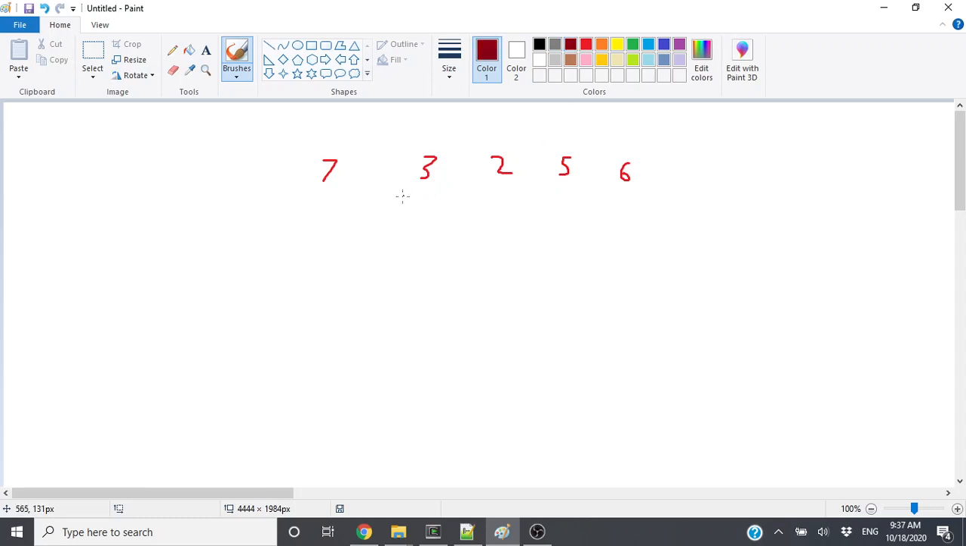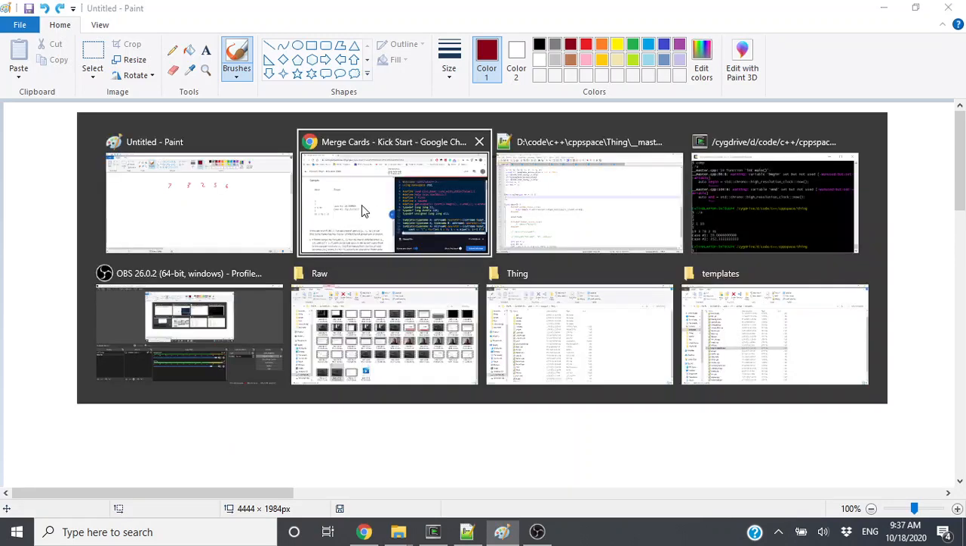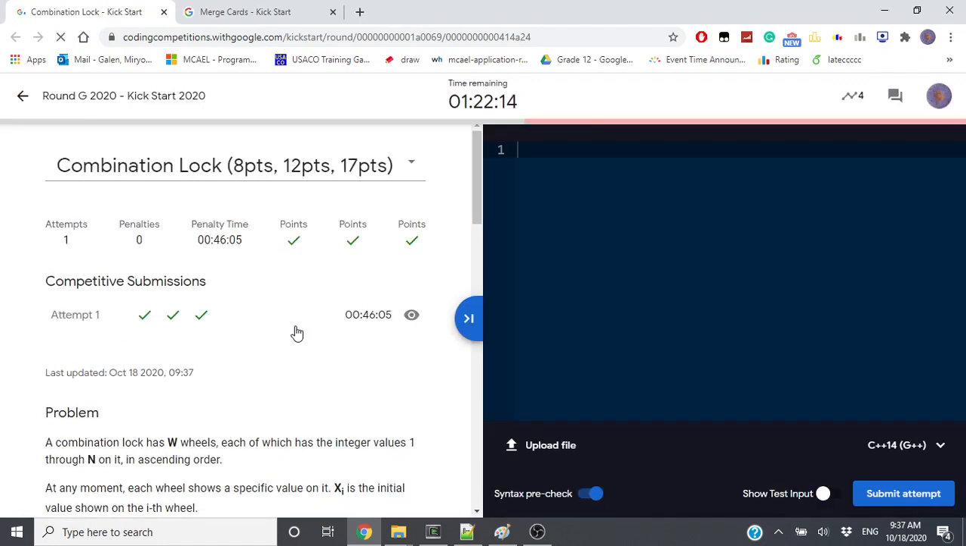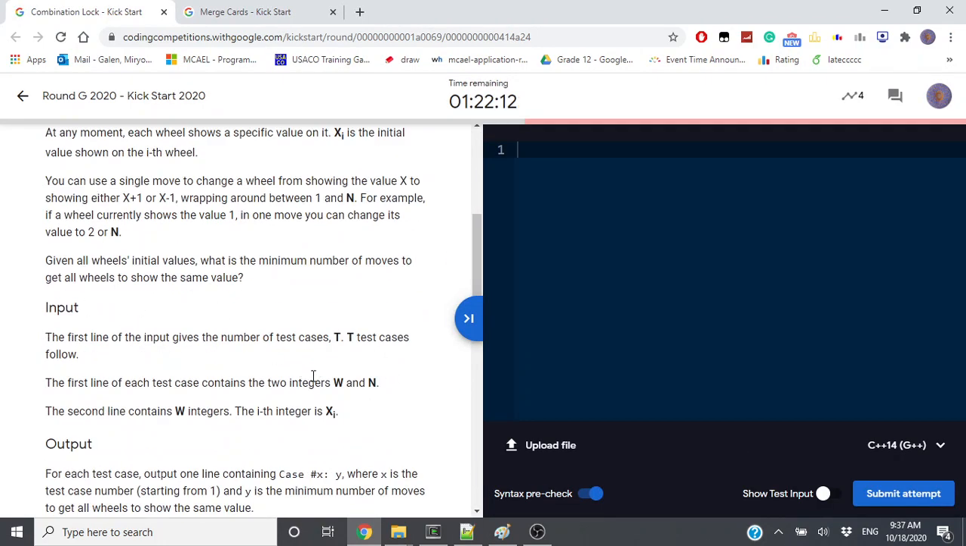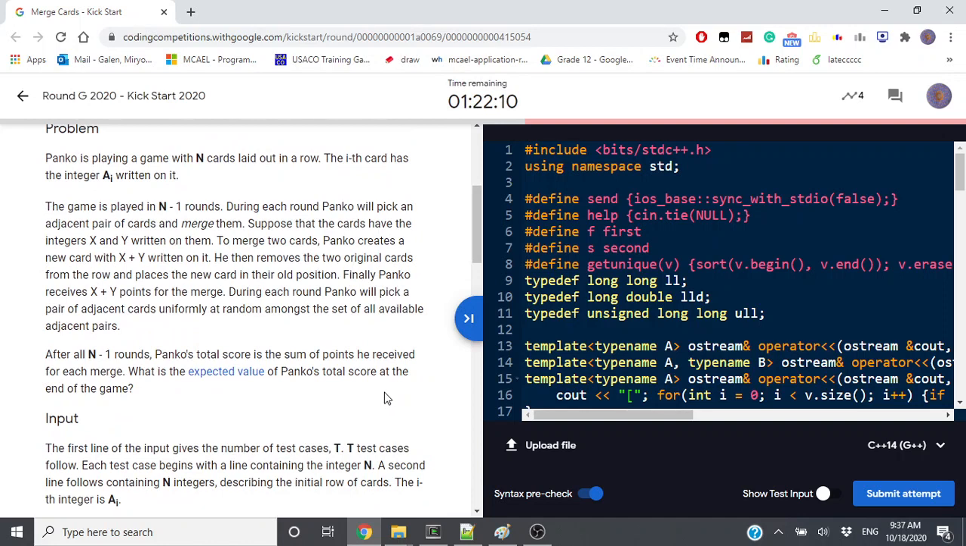And we want to figure out the expected value of the merging. I'm glossing over the problem statement. I think I also glossed over the problem statement in the last one, but you can read it, it's fine. None of these statements are really that complicated.